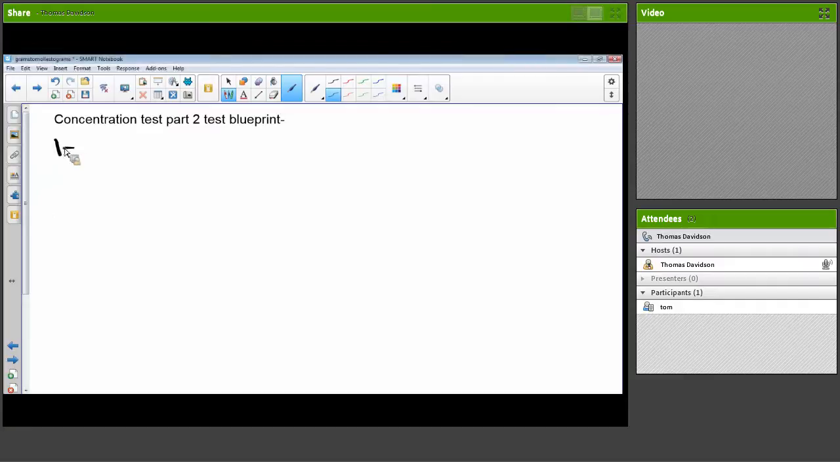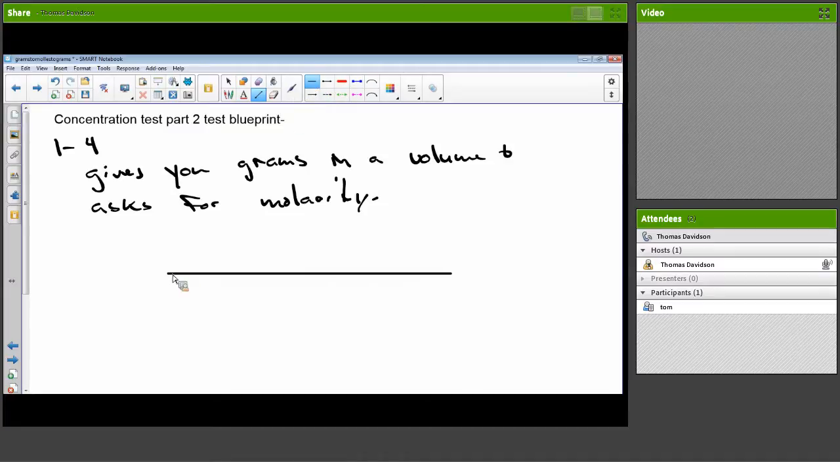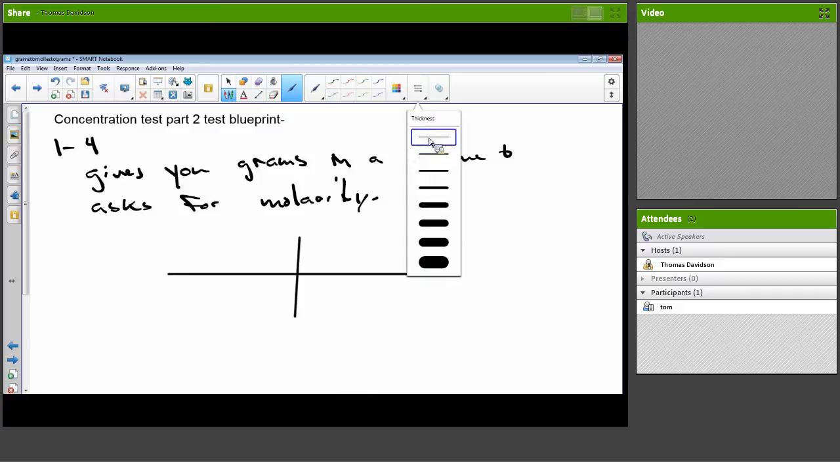The test is constructed first with questions 1 through 4. This is a question that gives you grams in a volume and asks for molarity. You might remember, hopefully you remember, if you're asked for molarity and you're given grams in a certain volume, it's the one where you have something in all four quadrants, so to say.